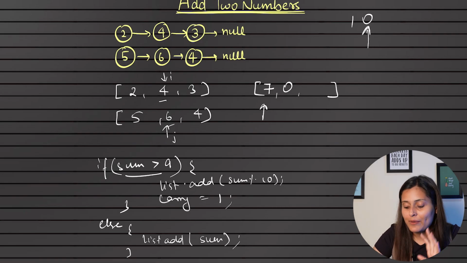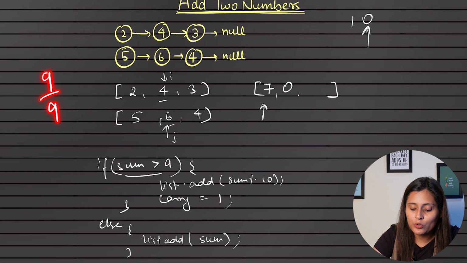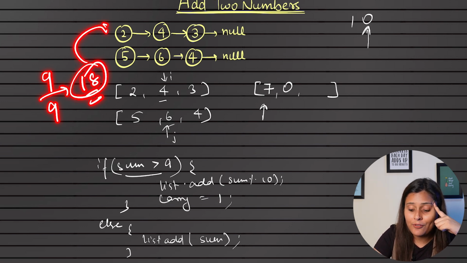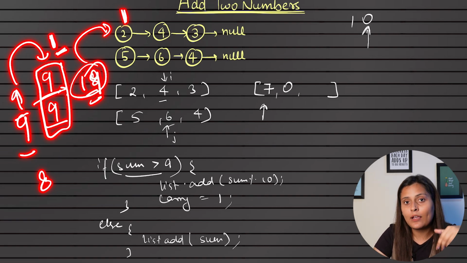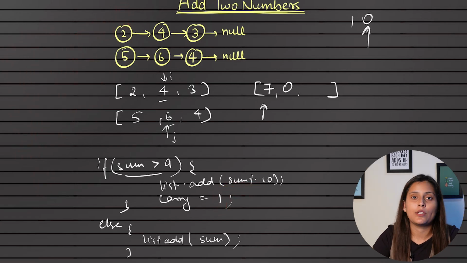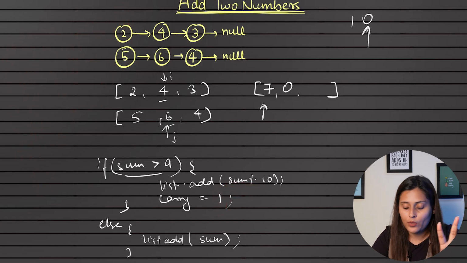You know why? Because if sum was greater than 9, and you know two nodes can add up and make max 18, correct? So carry forward can be at max 1. Even with 9, 9, 18, carry forward 1 will go here. So in total also 9, 9, 18 plus 1, 19 only. So in all the cases, when the summation is greater, carry forward is going to be 1 only. So we can blindly write 1.